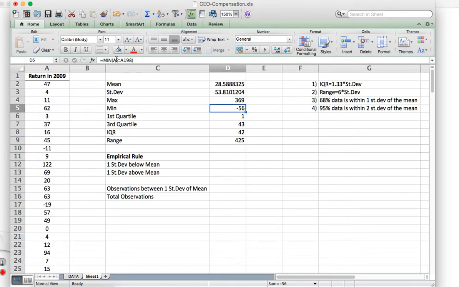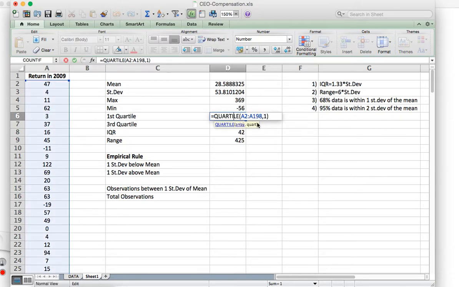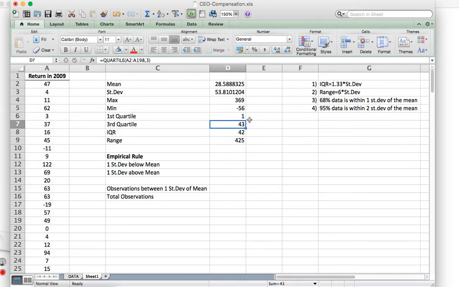And this minimum is just the minimum value of the return in the data, and the first quartile is just the 25th percentile, so you use this formula QUARTILE, the range, comma 1. Double click here and you will see that the range is the returns, and do not highlight the name here, and then 1 tells us to get the lower quartile basically, and this one is the 3, so it's the third quartile, the same range.